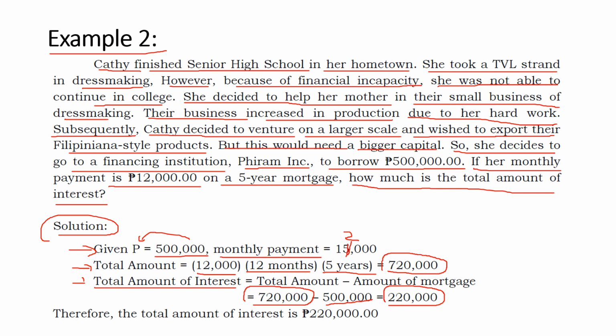Now, therefore, the total amount of interest is 220,000 pesos. As you can see here, the total amount of interest is 220,000 pesos. And that will be your final answer for this example number 2.